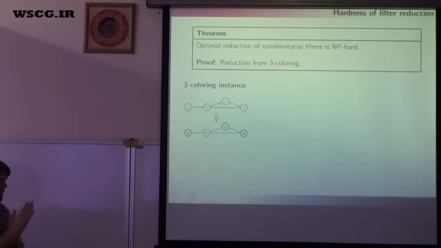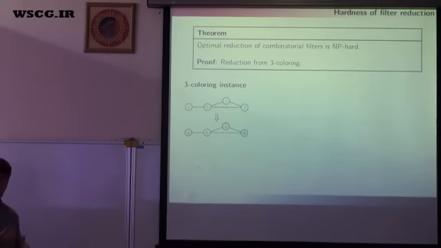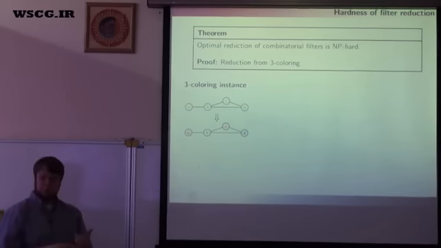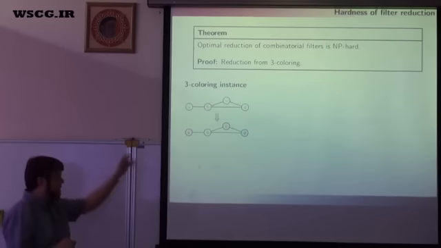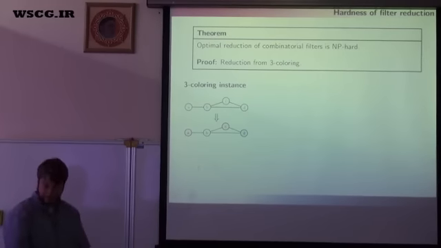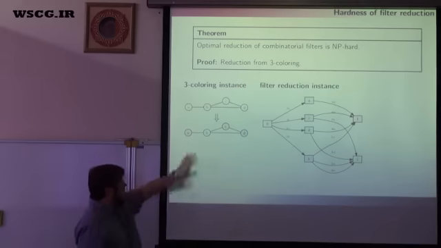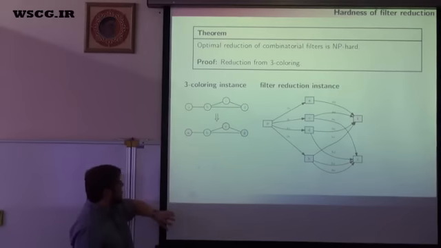Given an instance of that problem, we want to form a filter such that, it turns out that if that filter can be reduced down to seven nodes or less, then the original graph can be three-colored, right? So here's what it looks like. For this example graph, there's actually three parts to the filter.